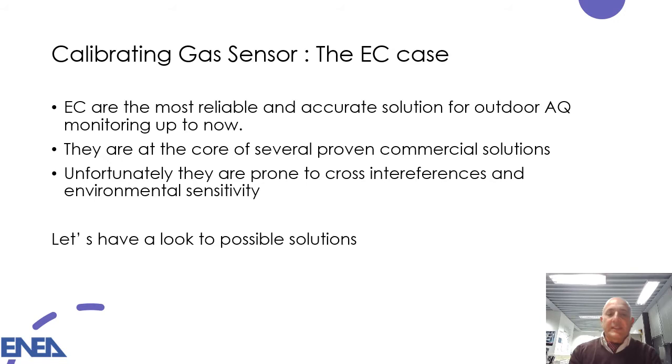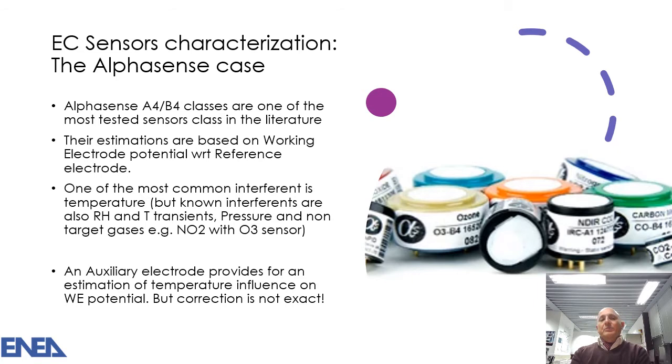One example we can use is the Alphasense sensors. Alphasense A4 and B4 classes are among the most tested sensor classes in the literature. You may find them very commonly in the current literature. And the estimation is based on the potential of the working electrode with respect to a reference electrode. So we are talking about potentials. One of the most common interferences is temperature, but other interferences are also relative humidity, temperature transients, pressure, and non-target gases like for example NO2, which acts as an interference to the ozone sensor.